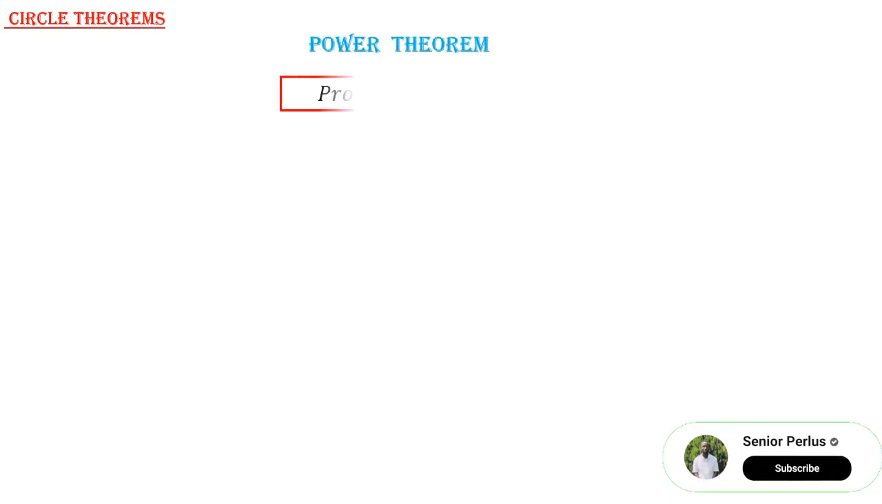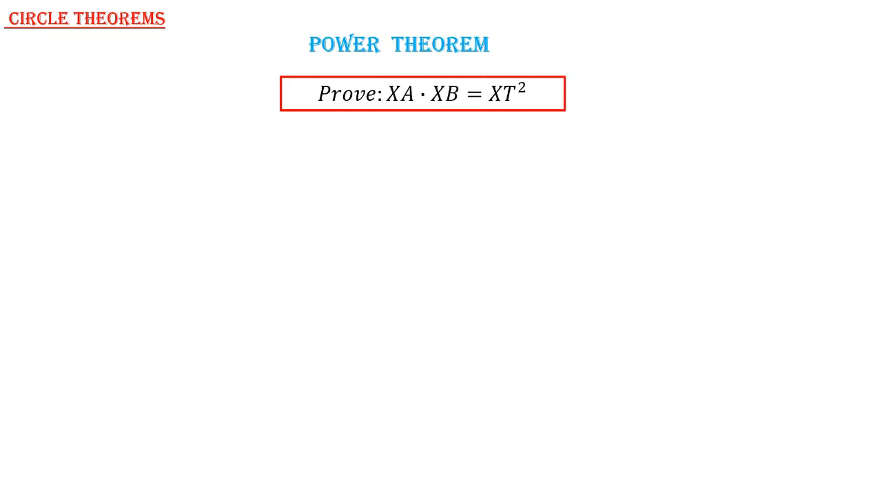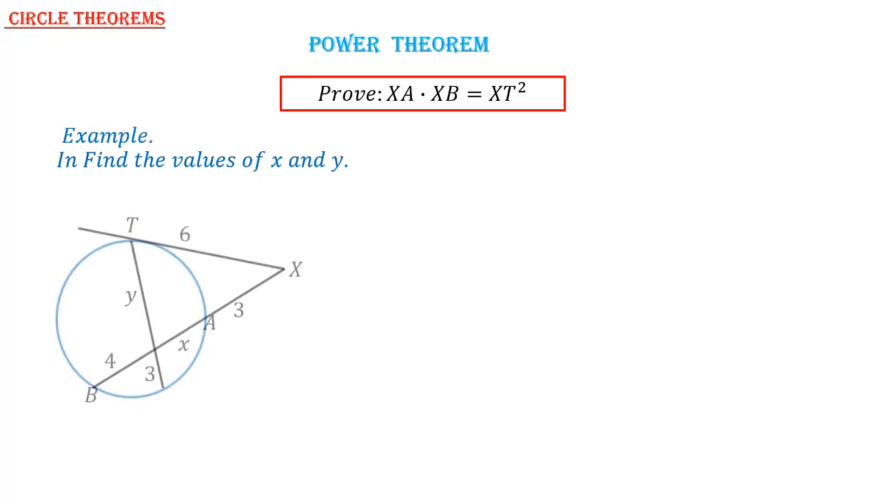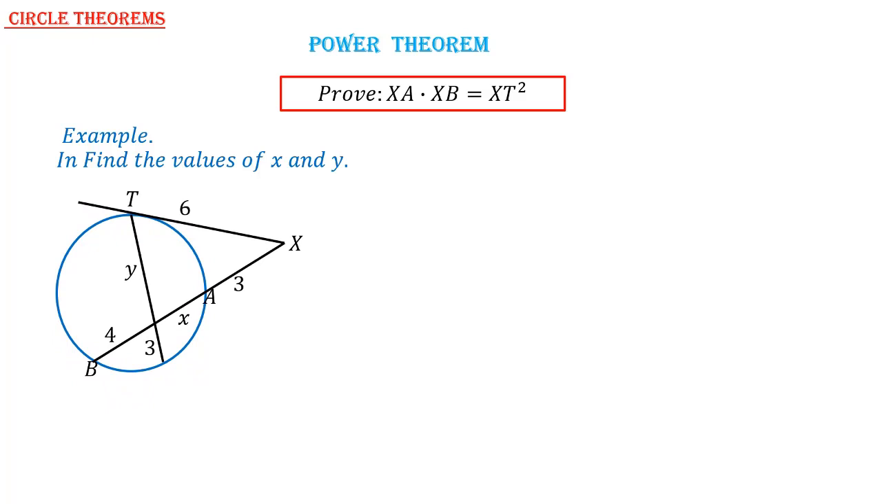Thank you. So let's solve some examples on these theorems. Tangent secant theorem. It's also known as the power theorem, right? That's the last thing that we proved. So prove that SA dot SB equals ST squared. This is our diagram. So this is our example. And this is our diagram. So find the value of S and Y. With this diagram, find the value of S and Y. Know that TS squared is the same as SA times SB.